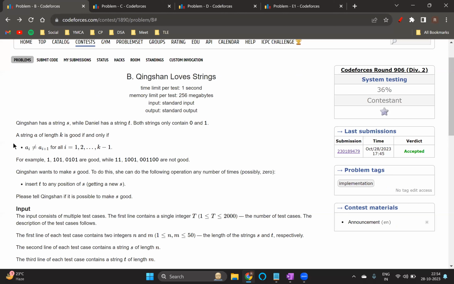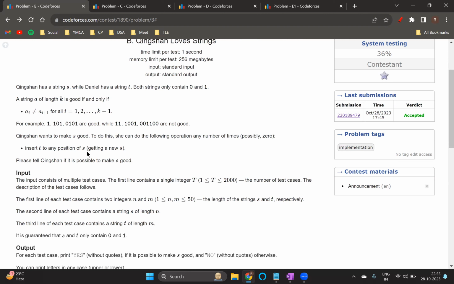So this is problem B. In problem B, it says that we would be given a string S, and we say that a string S is good if all the adjacent elements are different, and the string is having only 0s and 1s. So it means that one of the elements would be 0 and the next one would be 1, or 1 0, something like that. If you ever find 0 0 or 1 1, in that case the string is not good.